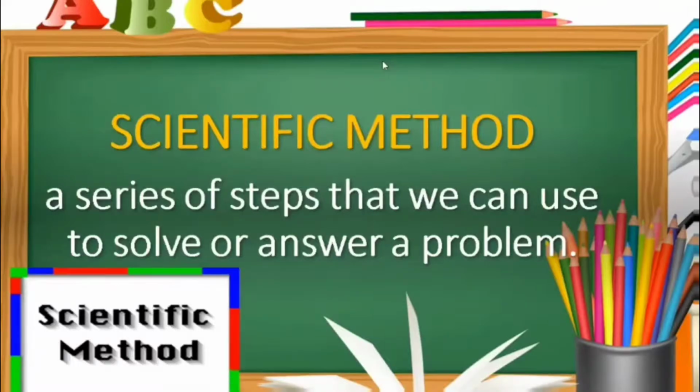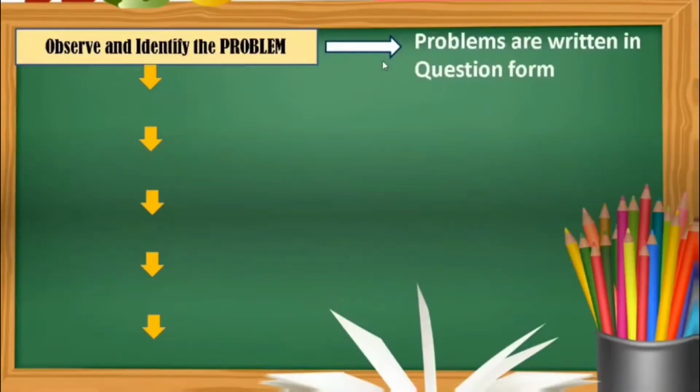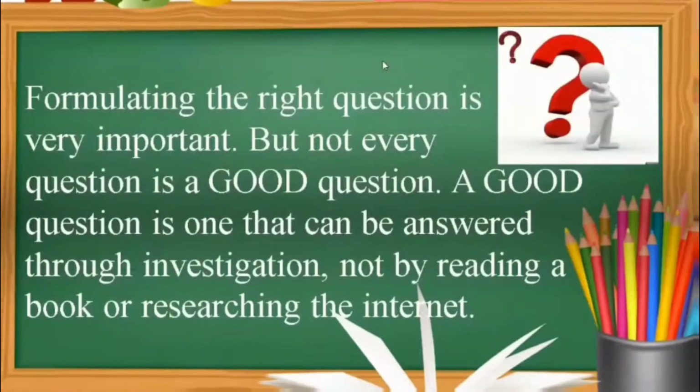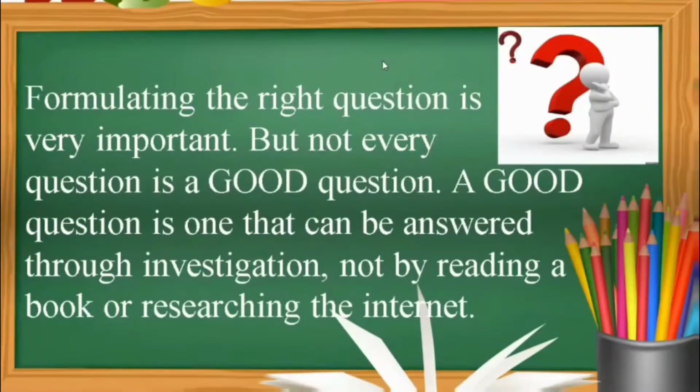The first step of the scientific method is to observe and identify the problem. In order for us to know the problem that we have around us, we need to observe or to use our five senses. These problems should be written in question form. Formulating the right question is important, but not every question is a good question. A good question is one that can be answered through investigation, not by reading a book or researching the internet.